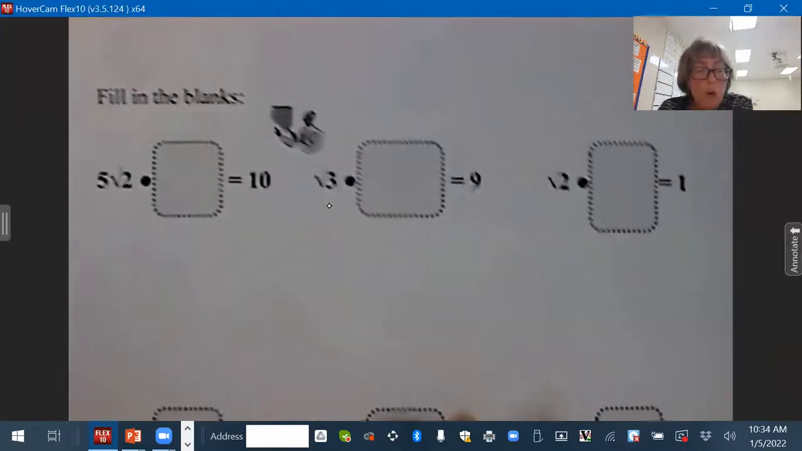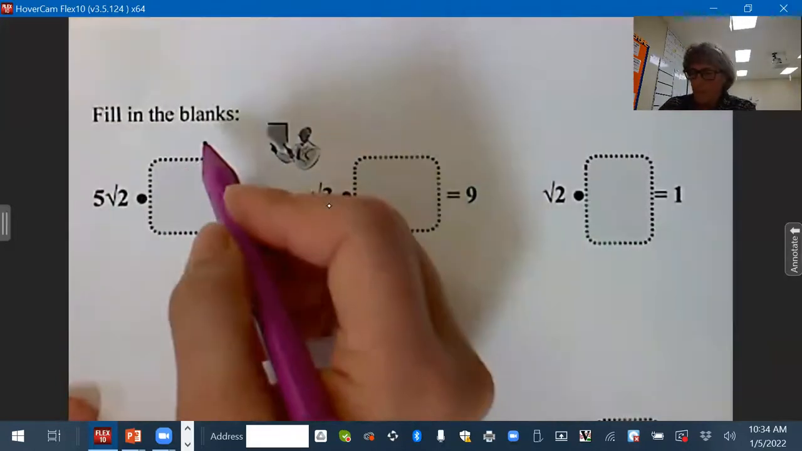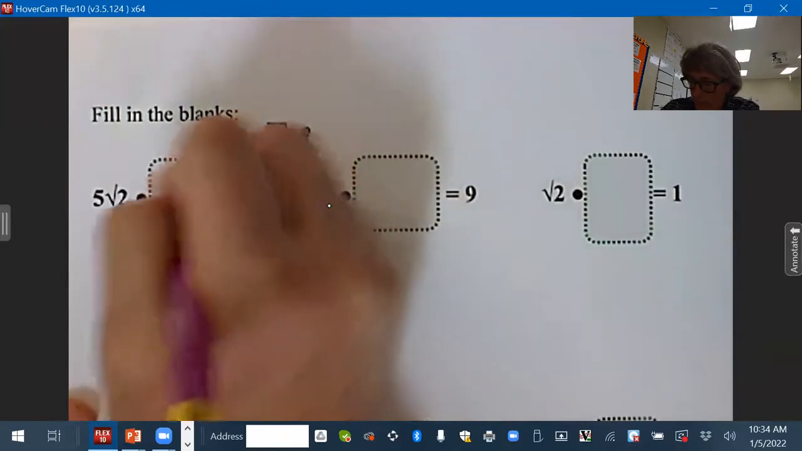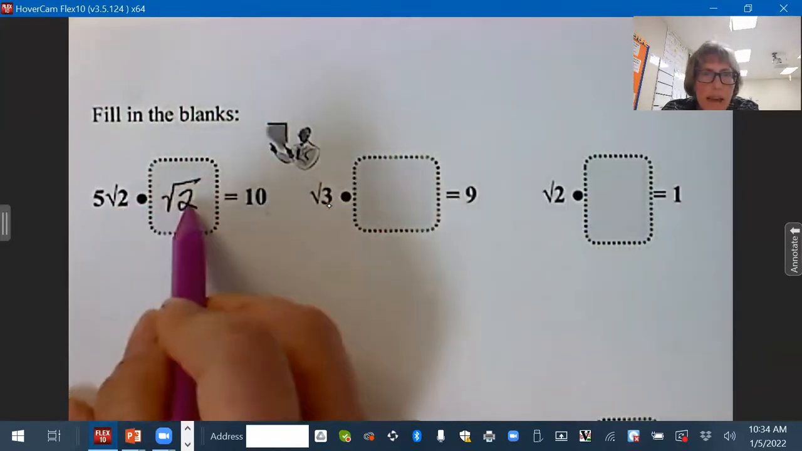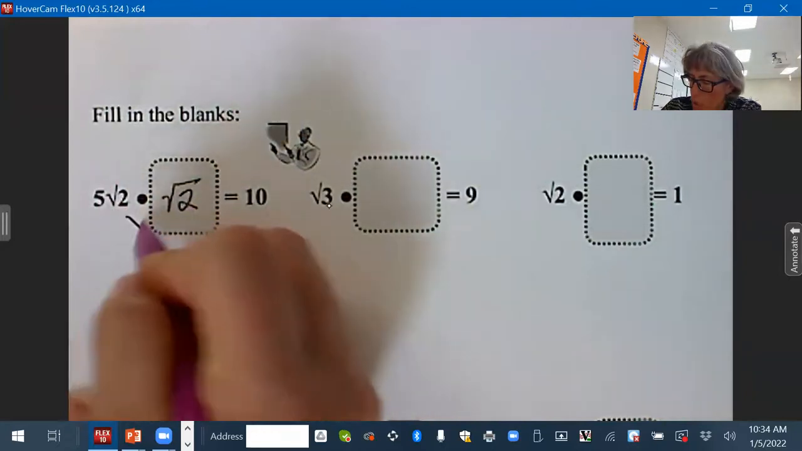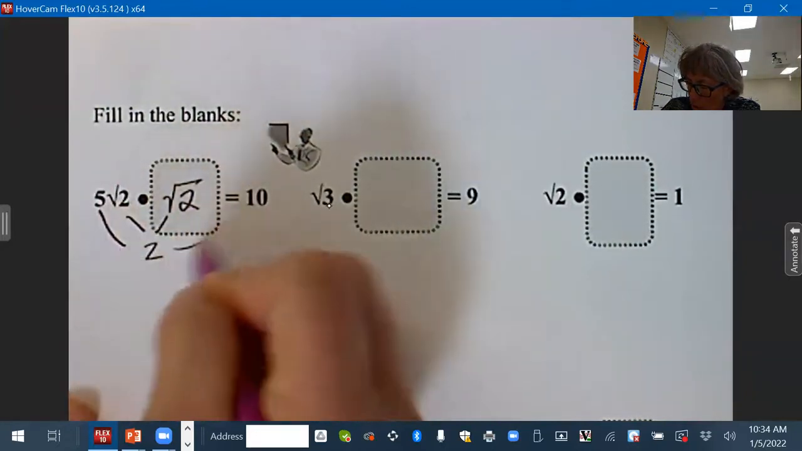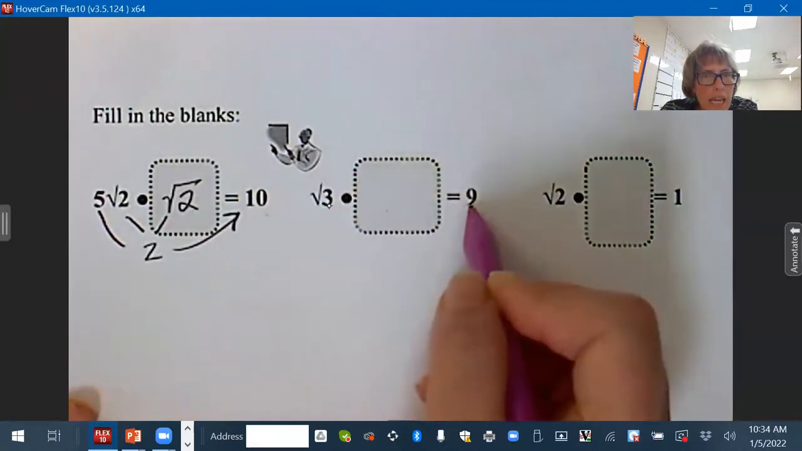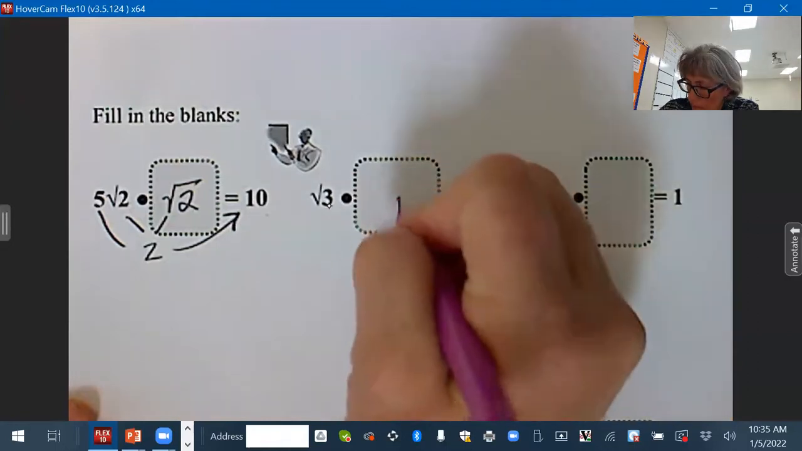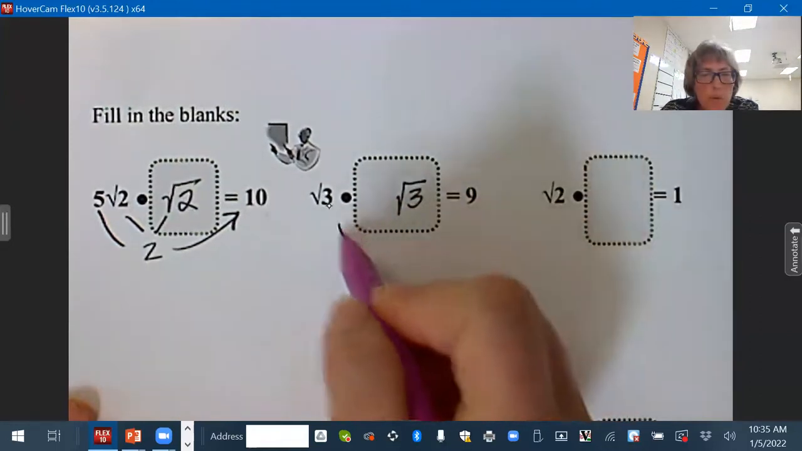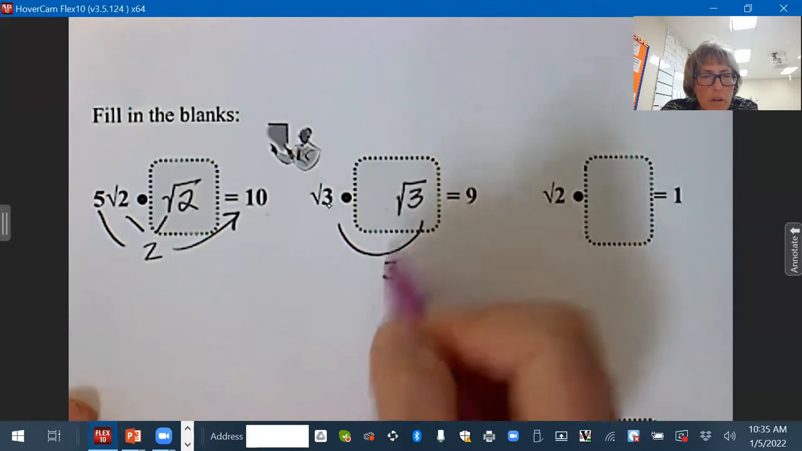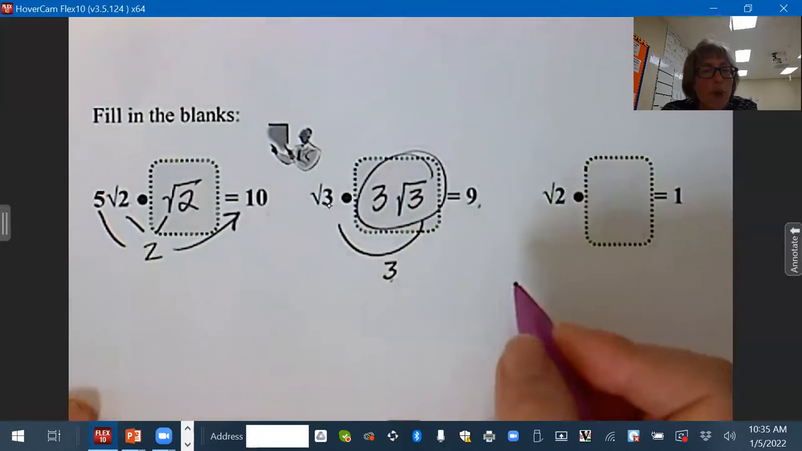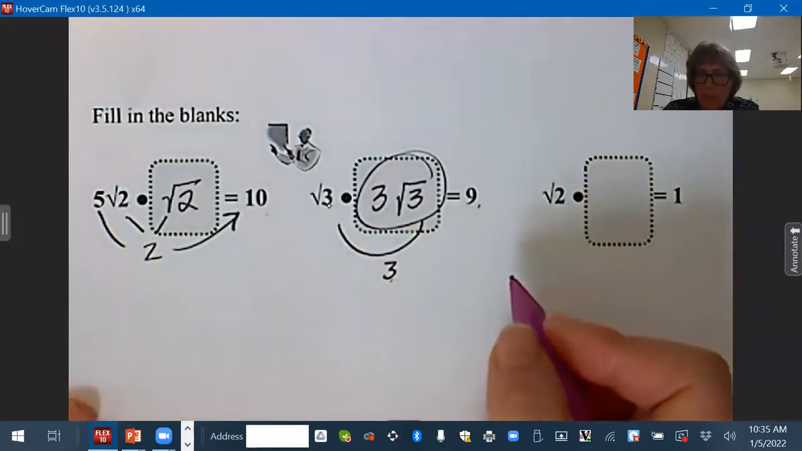Let's quickly review our radicals here. 5 root 2 times what is 10? It has to be another root 2. Why? Because root 2 times root 2 is 2. 5 times 2 is 10. Root 3 times what is 9? I know I need another root 3. That gets us 3. What times 3 is 9? Another 3. So the correct answer for that box is 3 root 3.